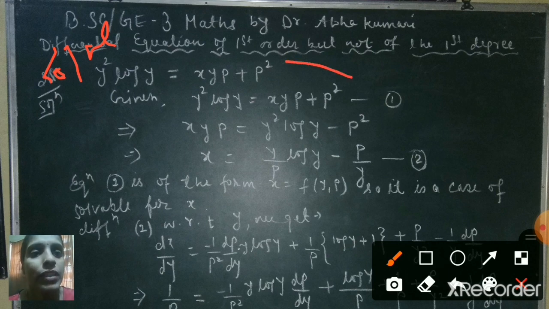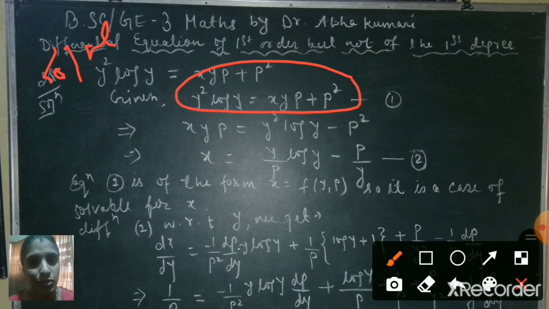Since in the given question it is not clear whether it is solvable for x or solvable for y, or it is of type 1, that is factorizable in p. If we can get the factors of p, then we can say that it is of type 1. But since the factors cannot be found from this equation number 1, we can go for type 2, that is solvable for y or solvable for x. But here what we have seen is that x appears only one time, while the rest, p or y, appear more than one time.